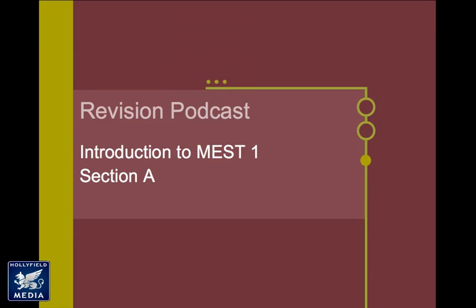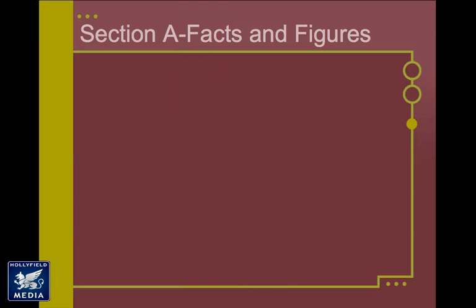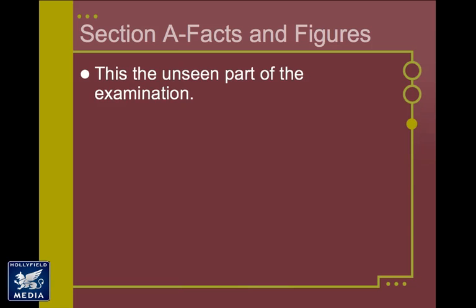This is the revision podcast for MEST 1, and this is the introduction to MEST 1, the Section A part of the examination. Section A, facts and figures. This is the unseen part of the examination. That means the examiners can choose whatever text they like to show you. We have no idea what the text could be.